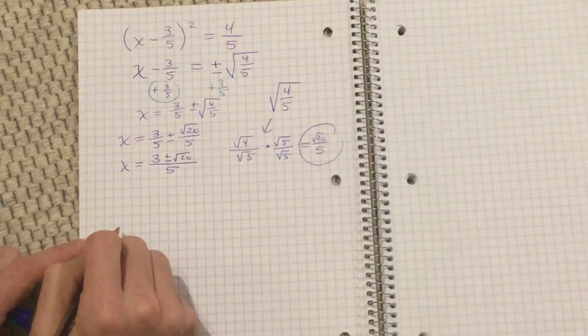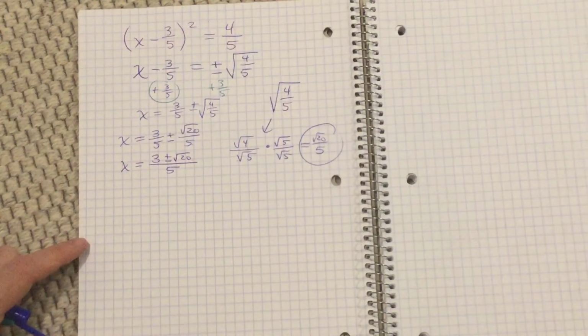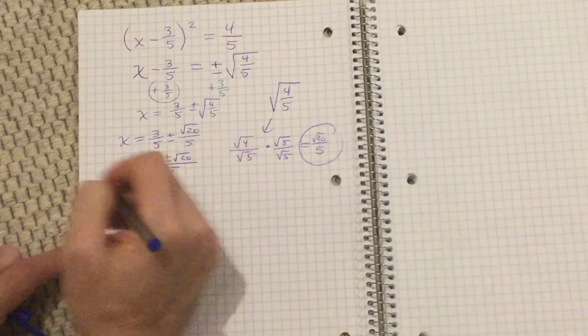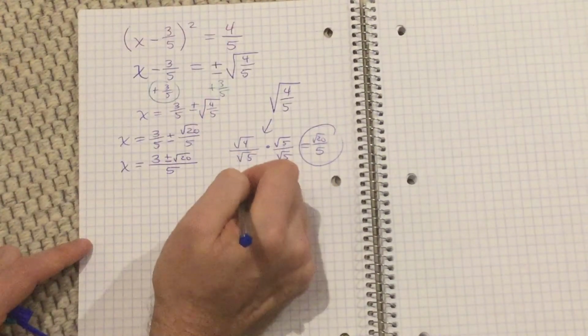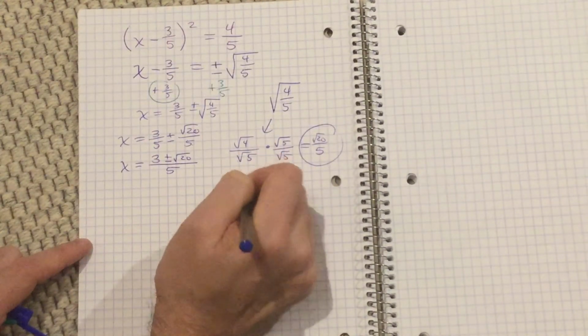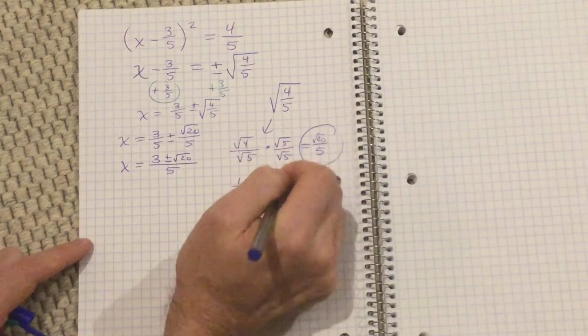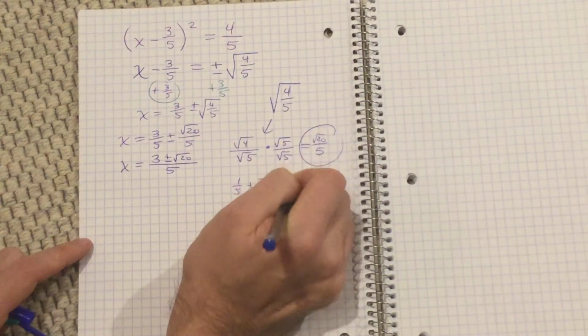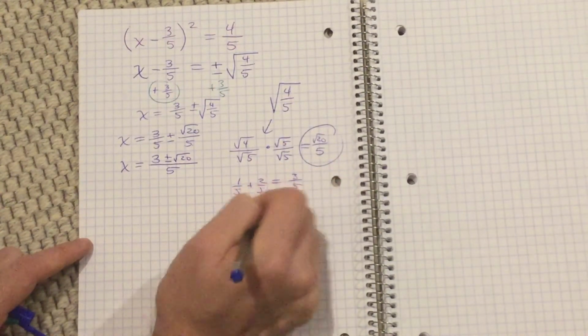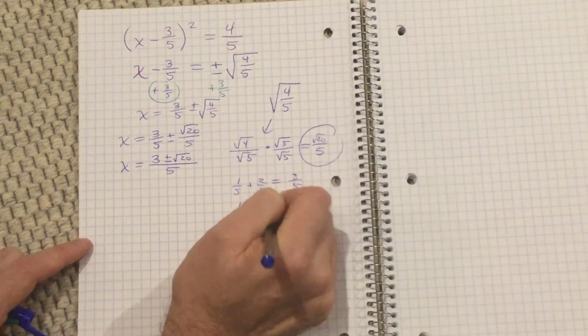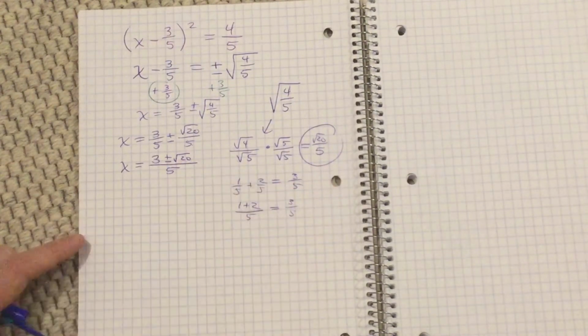Right? Think about that. It's like saying 1/5 plus 2/5 equals 3/5, right? So you could write it as 1/5 plus 2/5 equals 3/5. But also, we know that 1 plus 2 over 5 equals 3/5.